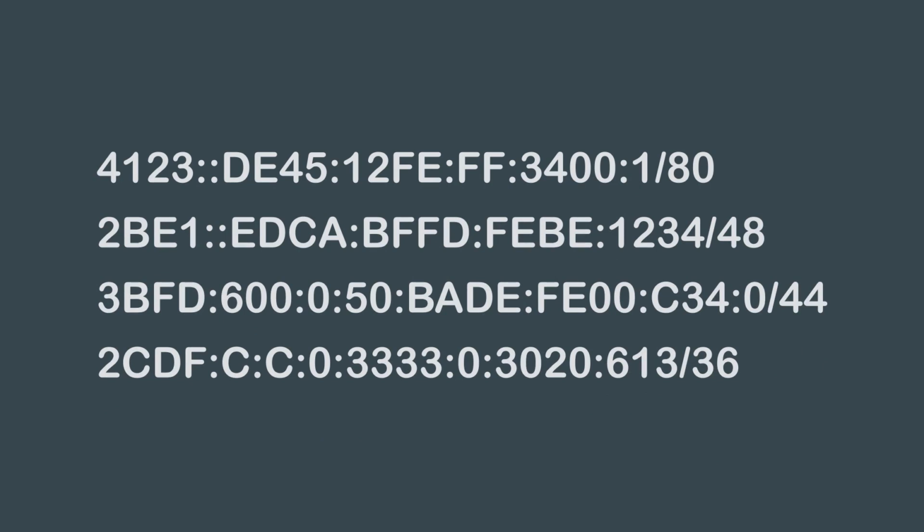56 divided by 4 is 14. Moving from left to right, you count over 14 hex positions, and the rest of the hex digits will be 0. Resulting in the following network address. Here are a few examples to practice on.